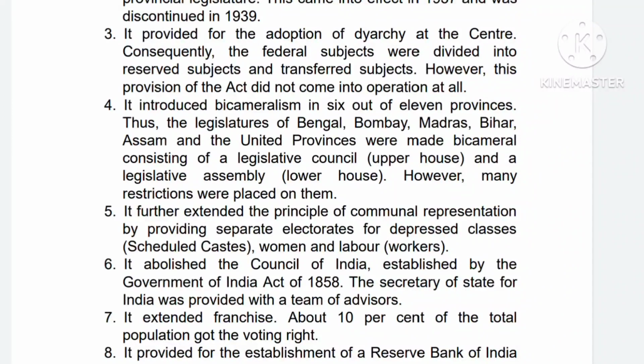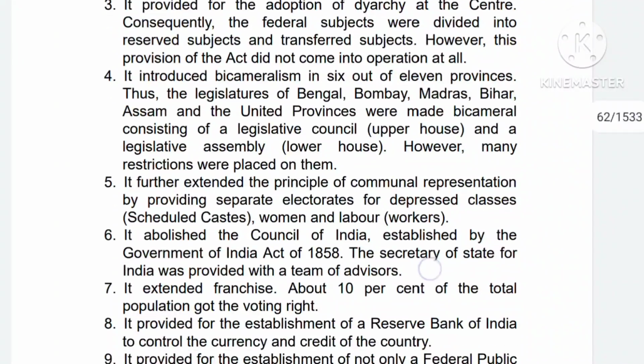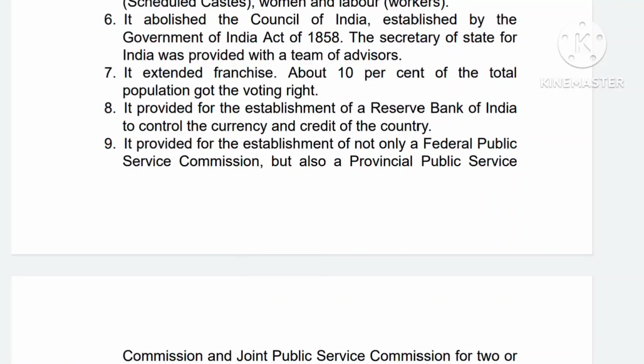Number 5. It further extended the principle of communal representation by providing separate electorates for depressed classes, scheduled castes, women, and labor workers. Number 6. It abolished the Council of India established by the Government of India Act of 1858. The Secretary of State for India was provided with a team of advisors. Number 7. It extended franchise. About 10% of the total population got the voting right.